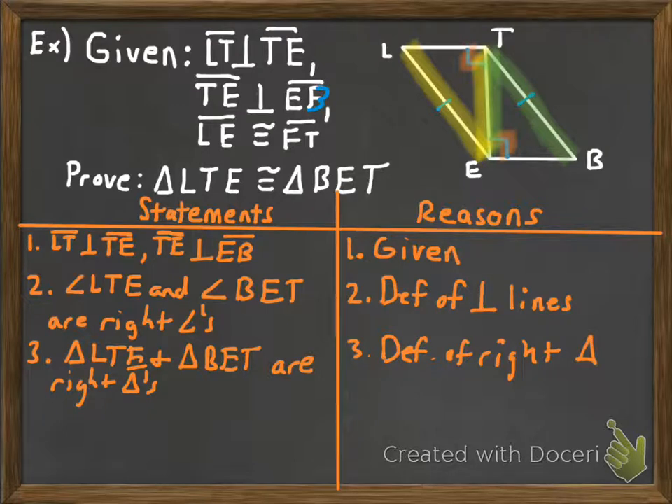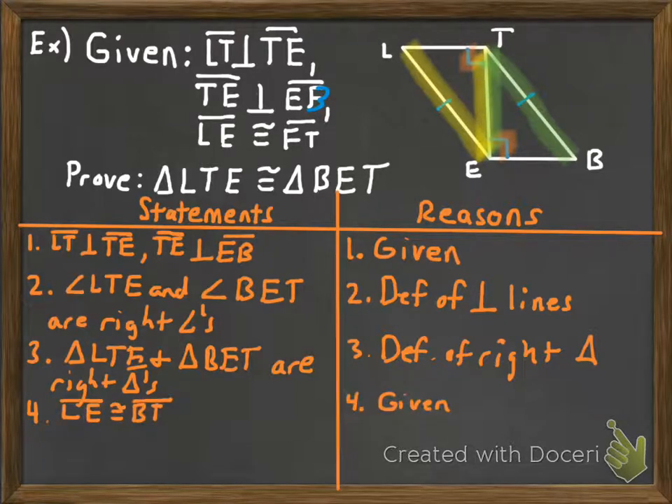Alright, so we've done the part where we've proven that it's a right triangle. That's necessary. Then you got to prove that the hypotenuses are congruent and that the legs are congruent to one another. One pair of legs is congruent. Let's start with the hypotenuses because that's what was given here anyway. Segment LE is congruent to segment BT.